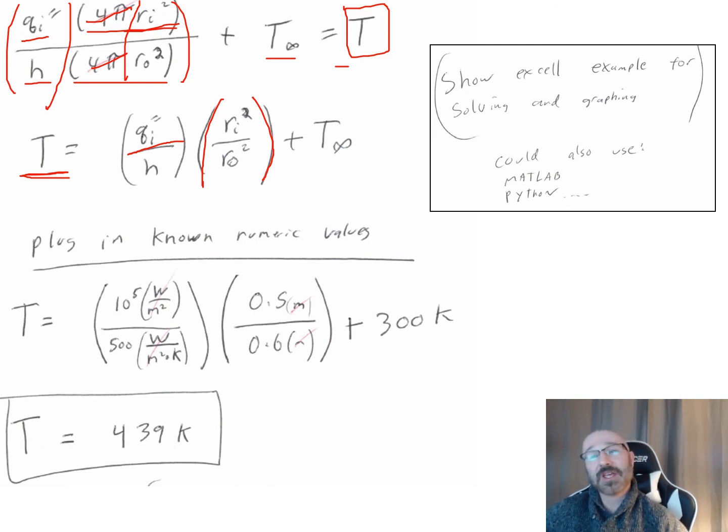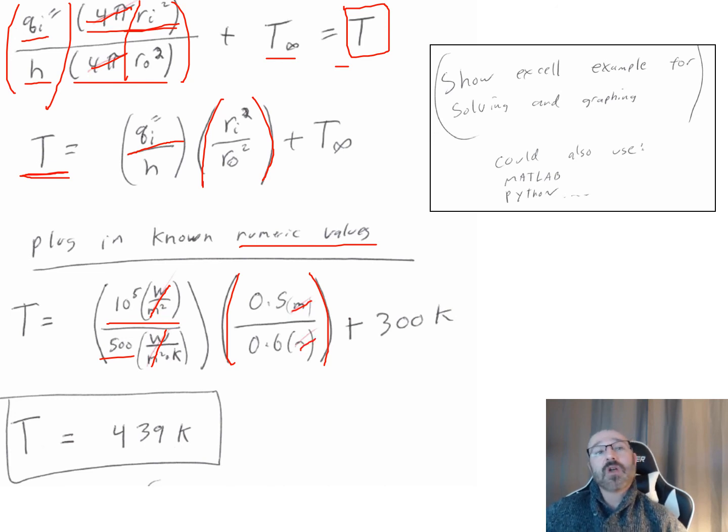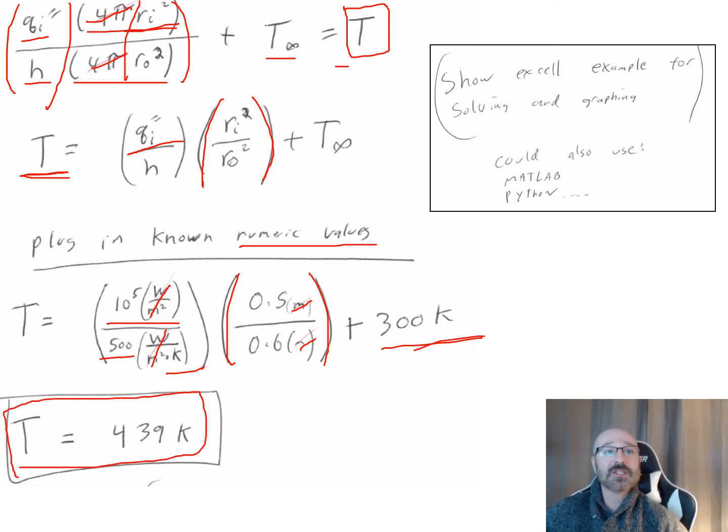Now we can start plugging in our numeric values now that we've simplified this down. Our heat flux is given to us as 10 to the 5th in units of watts per meter squared. We have our H value given here as 500 watts per meter squared times Kelvin. So watts per meter squared cancels with watts per meter squared, leaving us just the Kelvin. If we take our R value squared, then our meter squared and meter squared cancel out. We're left with 0.5 over 0.6 plus our 300 K. So we have a K there, a K there, so our temperature is in units of Kelvin. Our unit analysis checks out. T is equal to 439 Kelvin for our steady state answer.